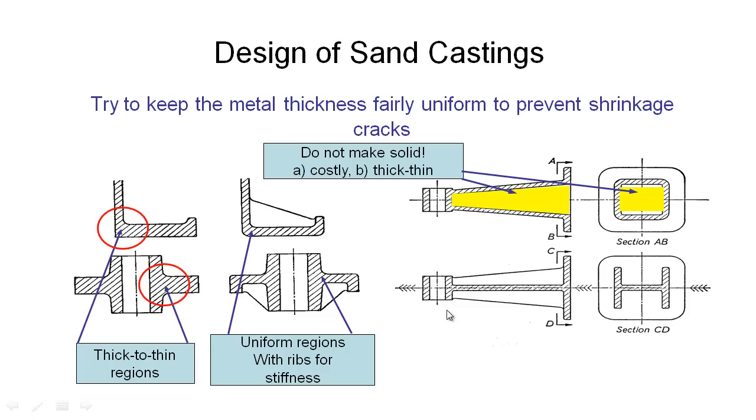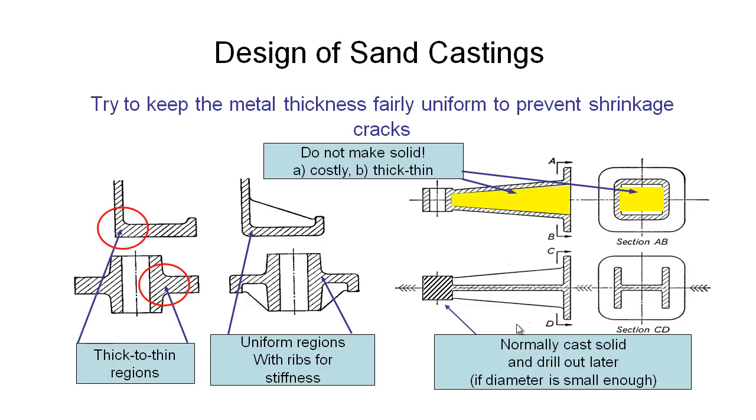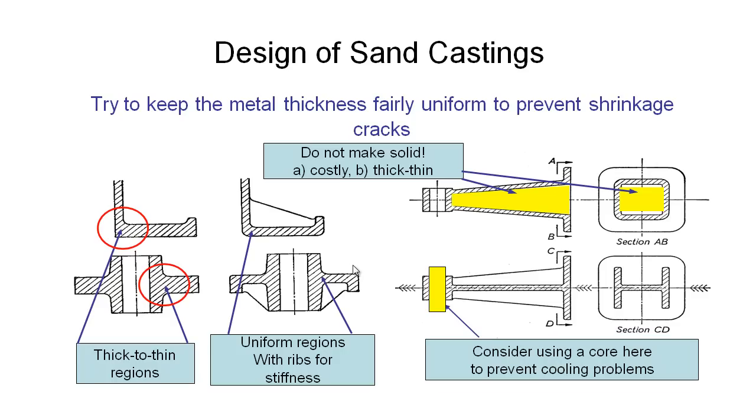In this example at the bottom, we want this part to have a hole through it in the final part. We may choose to cast that as a solid and drill it out later, but if we're very conscious of the thick to thin and we might have issues there, we could also choose to use a core in this place if we thought it warranted the extra effort to actually put that in there. So that's an option that we could use there.